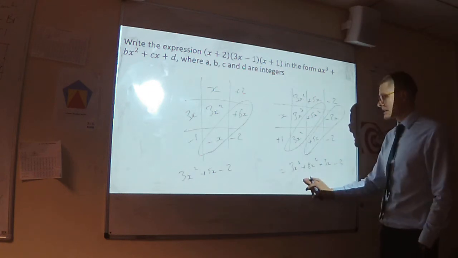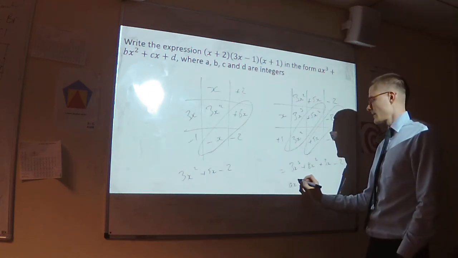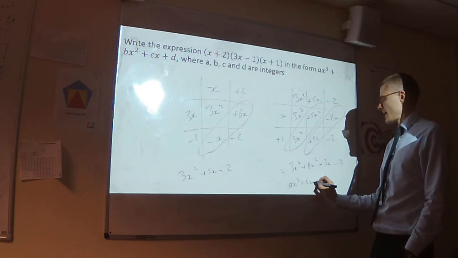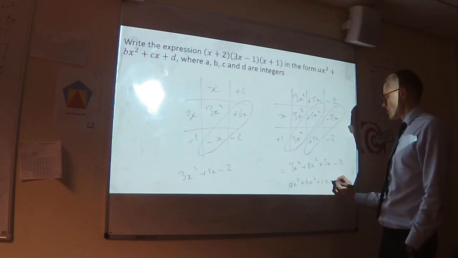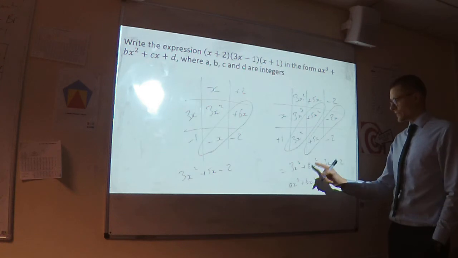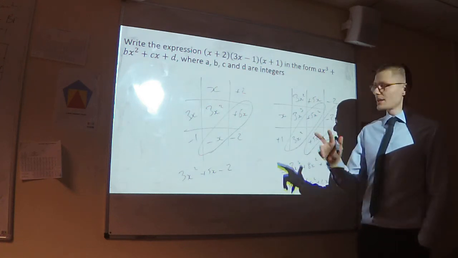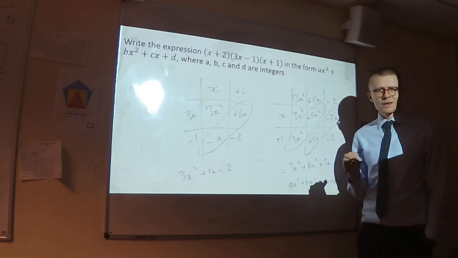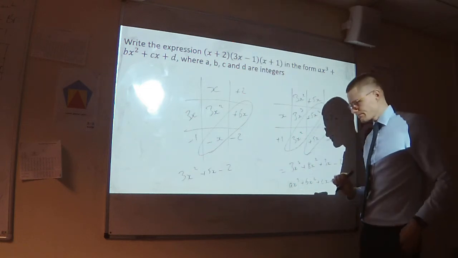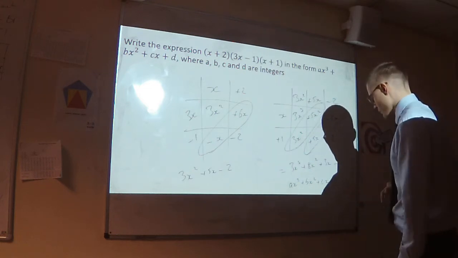Okay. Now this is clearly in the form ax cubed plus bx squared plus cx plus d, where each of these coefficients matches up. Any question like this, that's all it's asking us to do. Expand it, find the answer. One more I need to show you just before you start work.